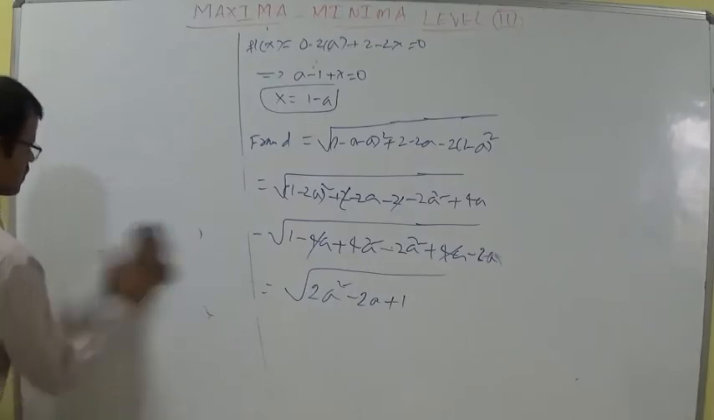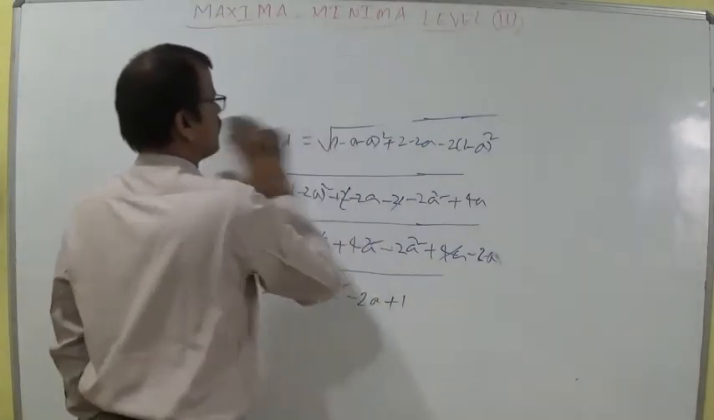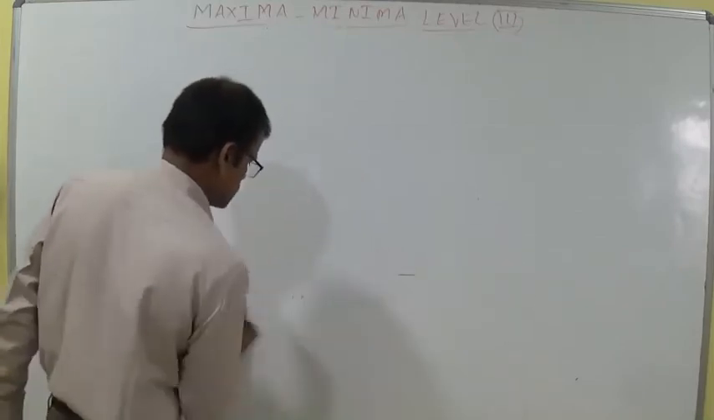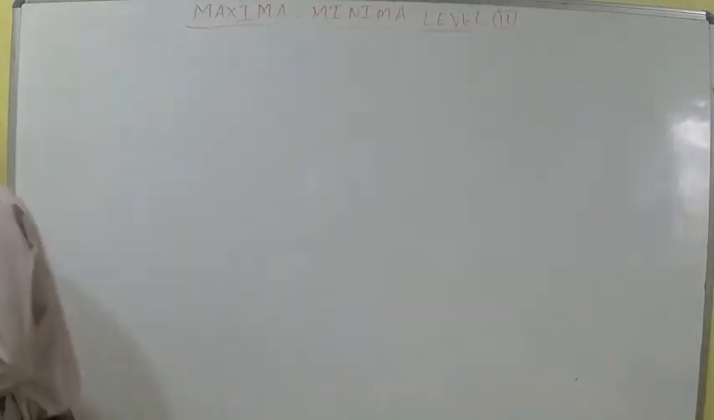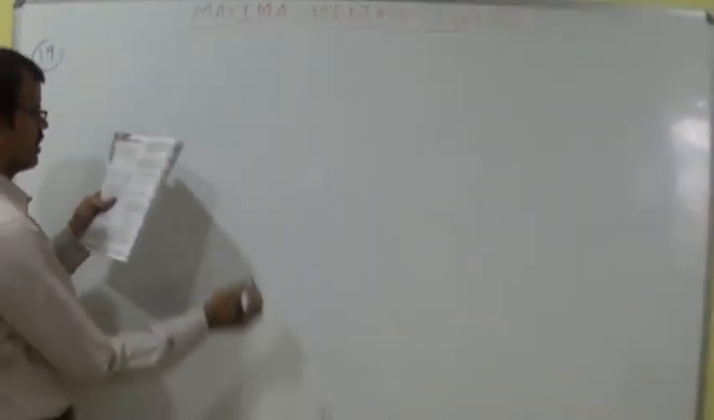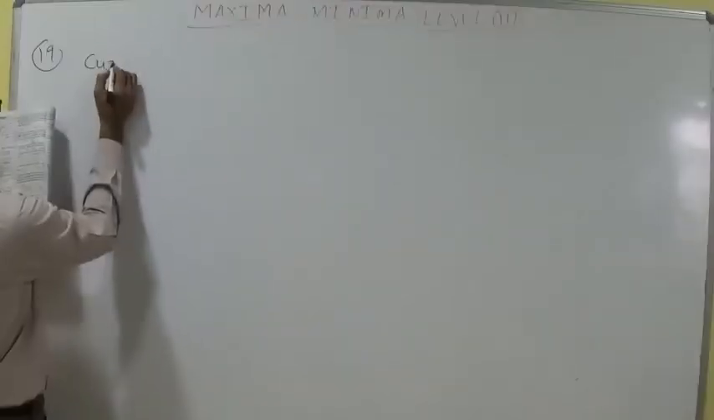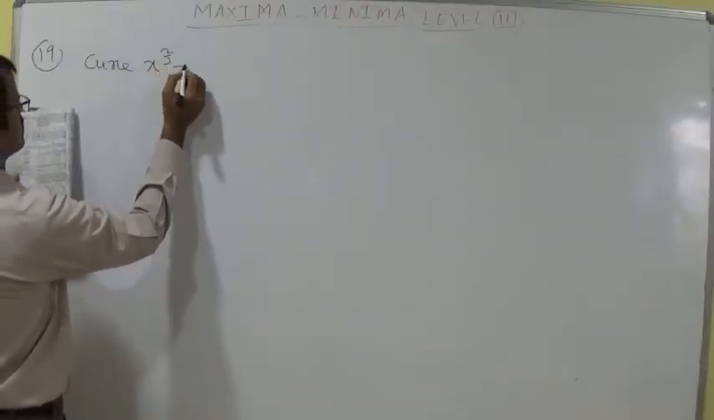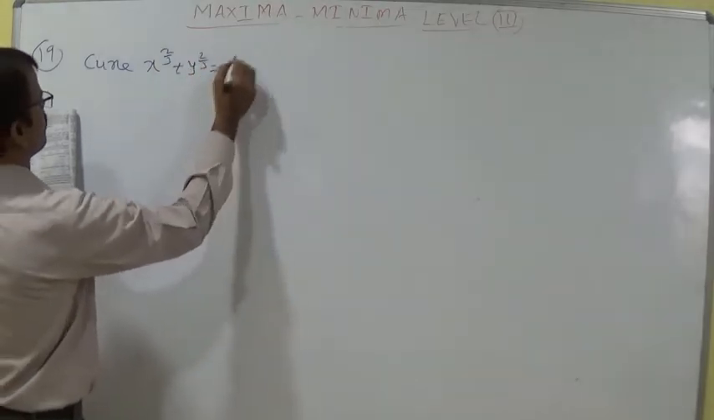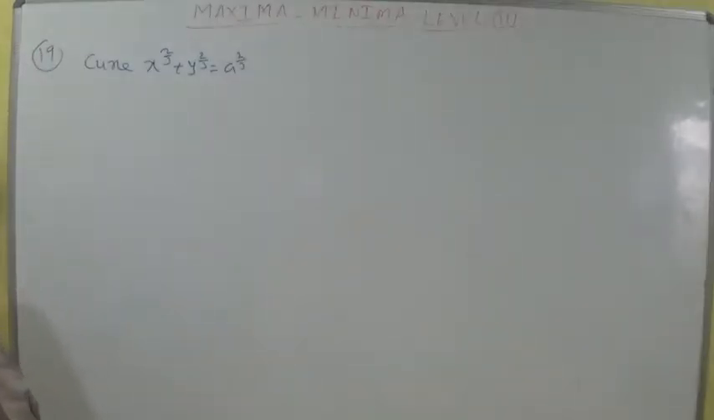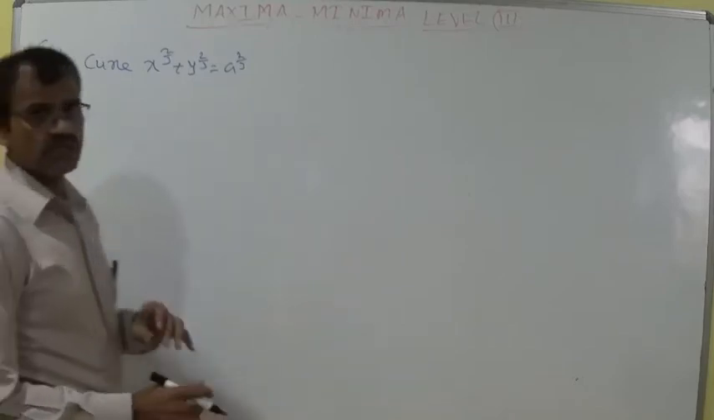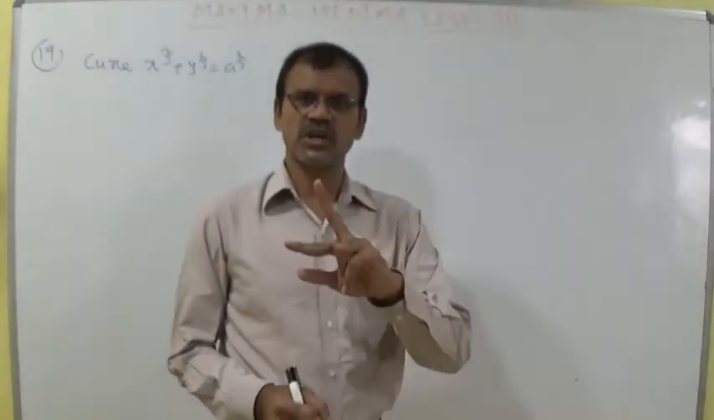19th question. This is the equation of asteroid, x power 2 by 3 plus y power 2 by 3 is equal to a power 2 by 3, which has a shape like an amoeba. The question: the maximum distance from origin to any point on the curve. The curve is given as x power 2 by 3 plus y power 2 by 3 equal to a power 2 by 3. Maximum distance from origin we should calculate. There is a process and some shortcut is there, two ways.